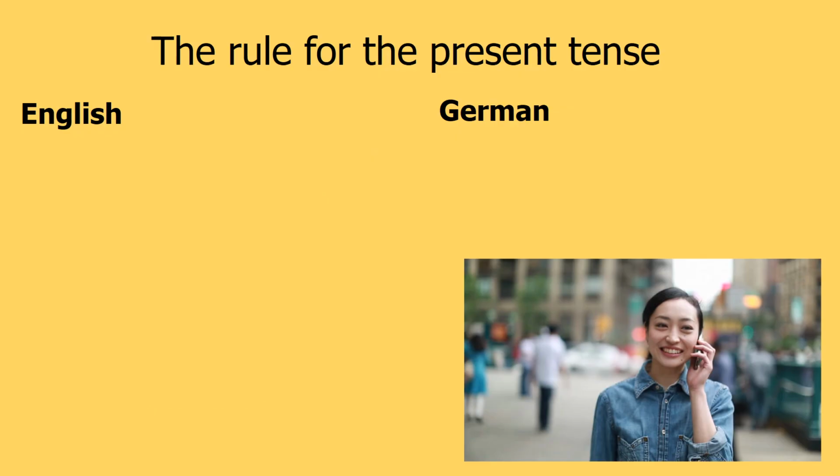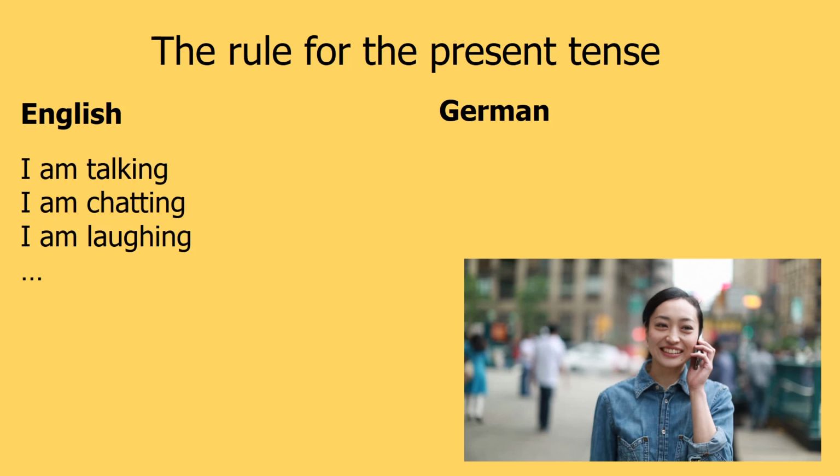So quickly, I'm just going to talk you through the rule for the present tense. Hopefully you've remembered that we have two kind of present tense versions in English. So either, if we're looking at the example here, things like I am talking, I am chatting, and I am laughing, which all describe something that you're doing right now. Or I talk, I chat, and I laugh, which might be something that you do in the present but regularly. So I talk to my mum on the phone every day, for example.